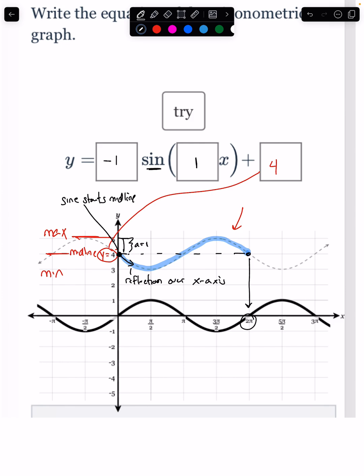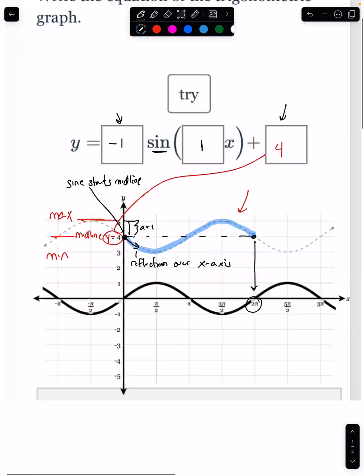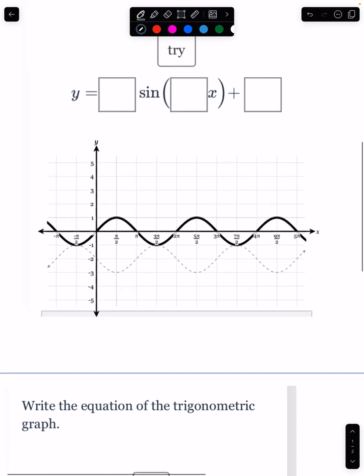Right now, all we're just messing with is my amplitude, my midline, or your vertical stretch, and now deciding whether the amplitude is going to be positive or negative based on the direction of your sine curve, and we'll see cosine in 1 second. All right, so here's another sine curve, okay?